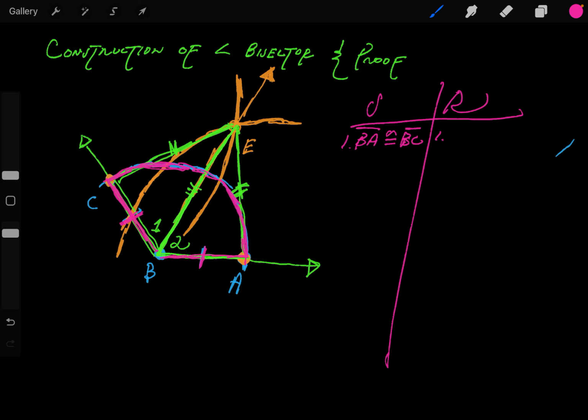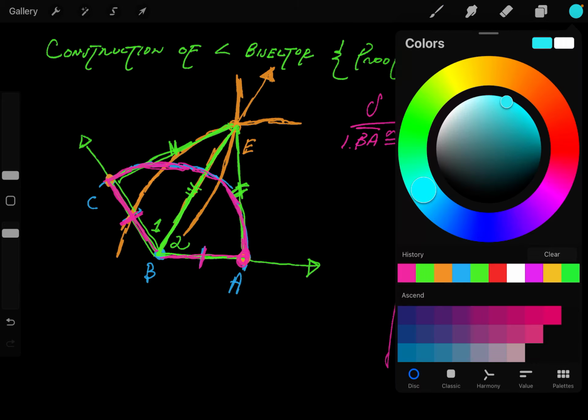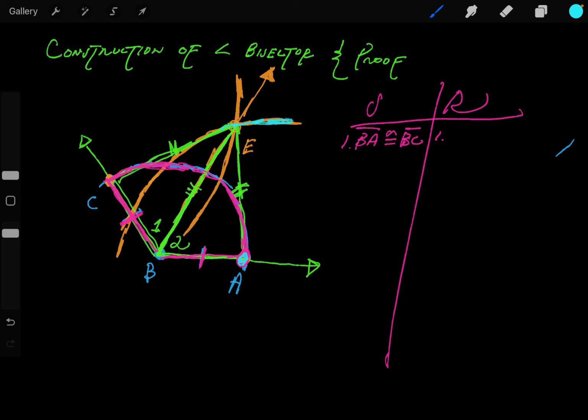Then the next thing I did was I went from point A and I drew this arc going from A to here, right? And that's the distance from E to A. And I used that same compass setting to draw this arc from C to E over here. So then that forces this to be the same as this. And that's saying AE is congruent to CE. And this is by construction.